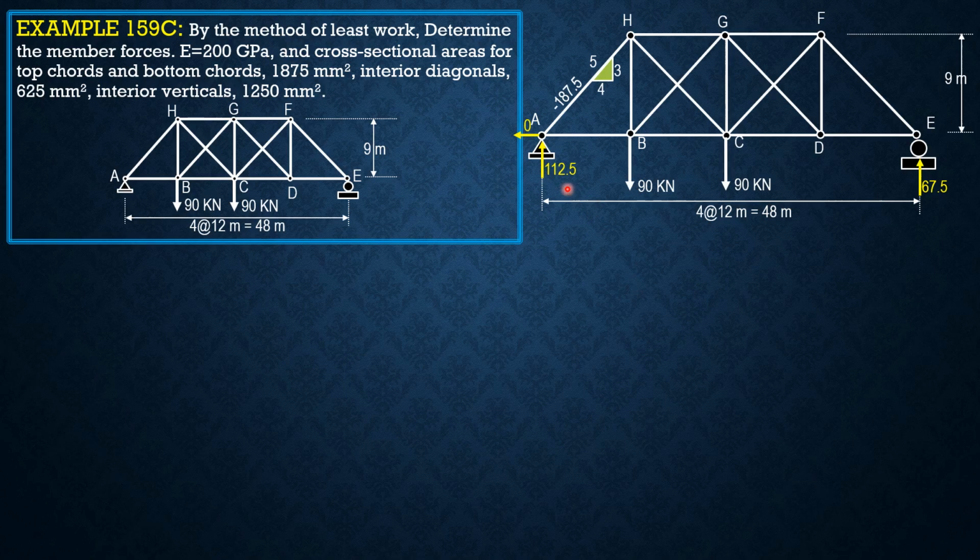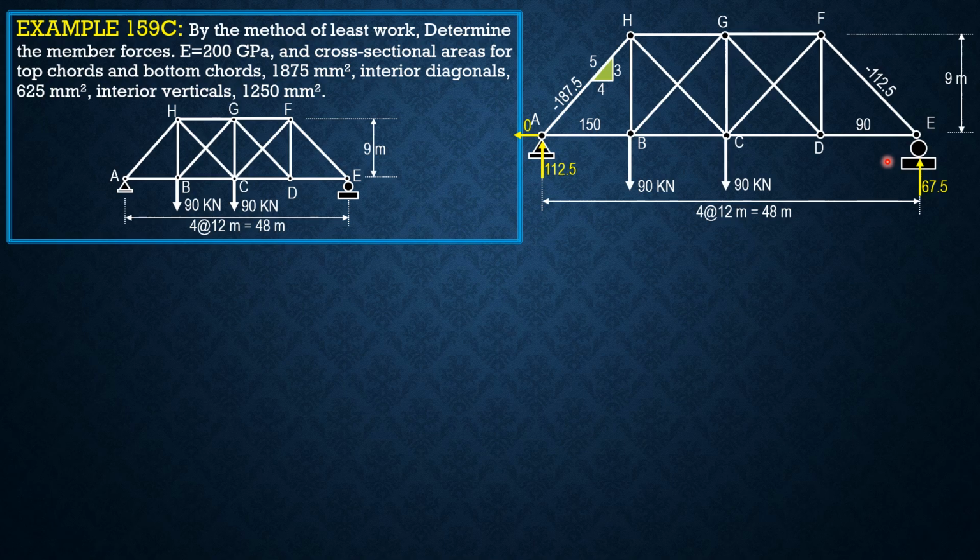Beginning at joint A, summation of forces Y, you will get the force of member AH to be negative 187.5. And that's the final member force of AH. Summation of forces horizontal, you will get 150 kilonewtons. Remember that the assumption is we always consider the bar force to be in tension. Then you may proceed to E, summation of forces vertical equals 0. You will get negative 112.5 for EF. That's the final member force. And for DE, it's positive 90 kilonewtons, tension.